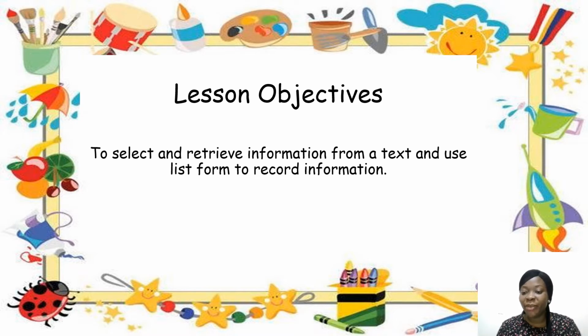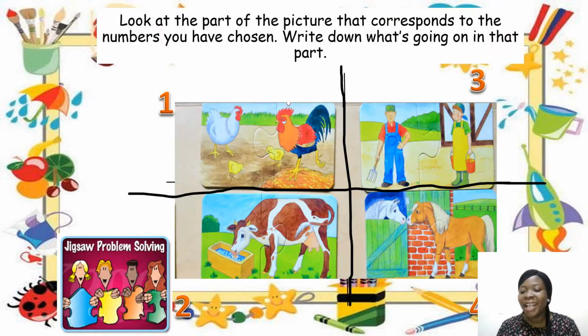In today's video, we're going to be learning some basic reading tips that help us generate information from the text we are reading. We are learning to select and retrieve information from a text and use list form to record information. By the end of today's lesson, you should be able to select and retrieve information from a text using the basic rule we are going to learn today. Come along, let's find out what this rule is.